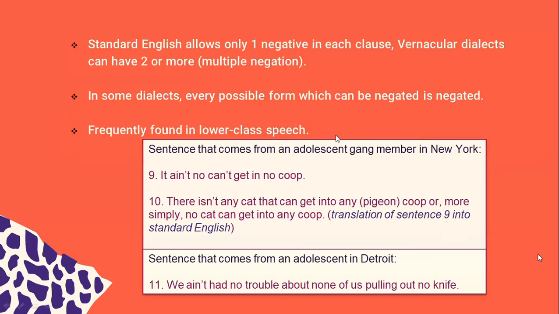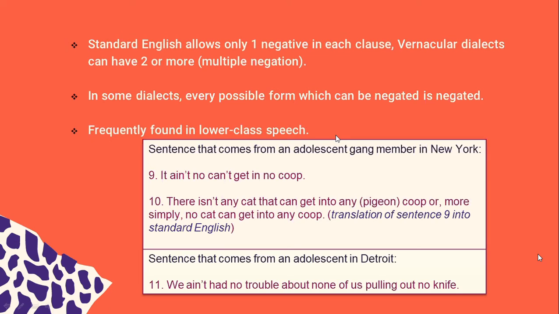For example, a sentence that comes from an adolescent gang member in New York: It ain't no cat can't get in no coop. The translation into standard English is: there isn't any cat that can get into any coop, or more simply, no cat can get into any coop. That's one example. Another example is a sentence that comes from an adolescent in Detroit.